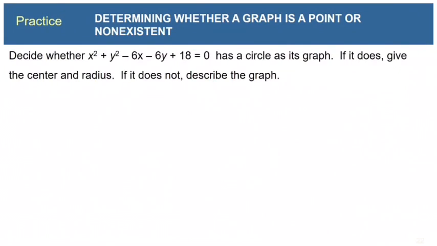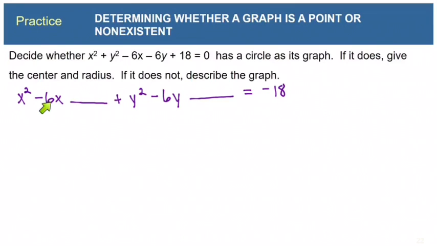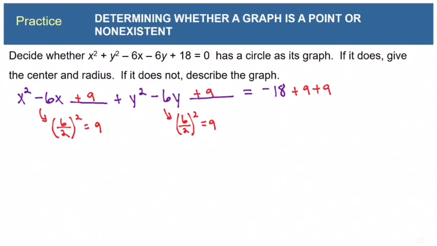And let's look at one more. So same idea, we have a general equation here. Let's complete the squares on x's and y's. So I'm moving the 18 to the right side. Now half of 6 is 3, and 3 squared is 9. Let's add 9 to both sides. And again, half of 6 is 3, and 3 squared is 9, and let's add 9 to both sides again.